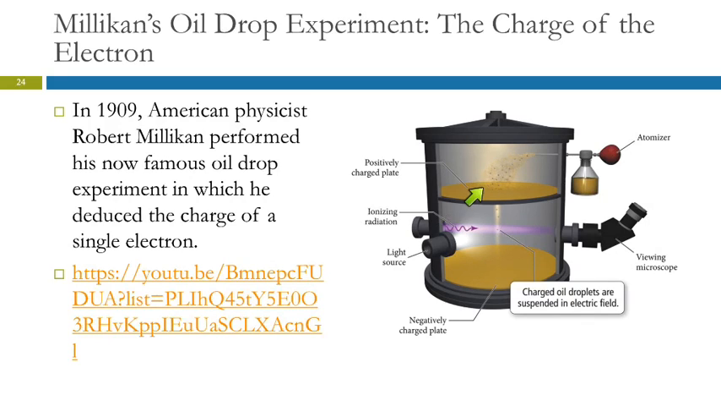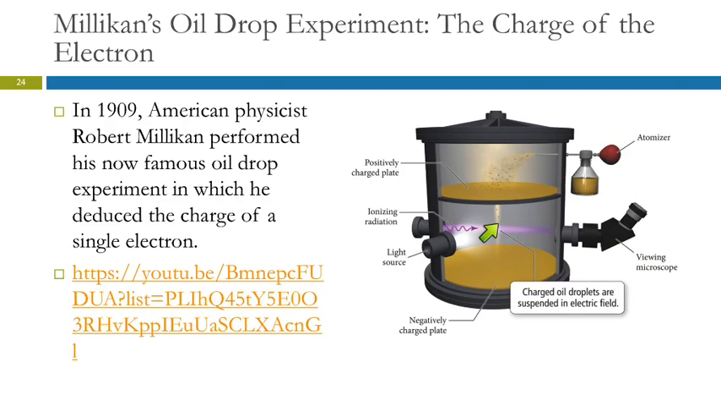So we've got this positively charged plate and the negatively charged plate. We have a light source because it's hard to see in the dark, and we've got a microscope so that you can view these teeny tiny oil droplets. Probably can't see them with your eyes, but you can definitely see them with a microscope.